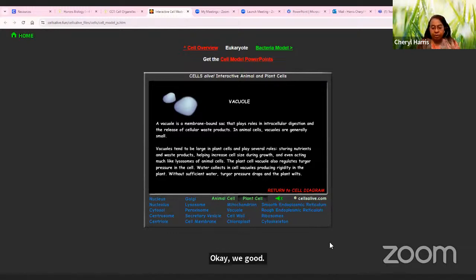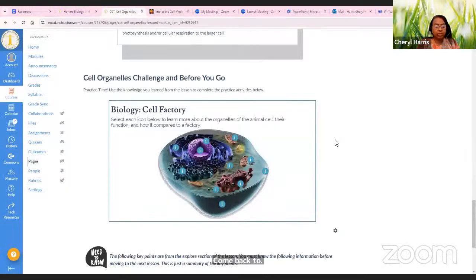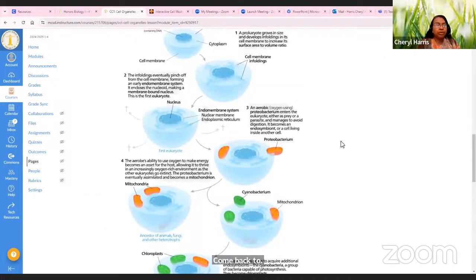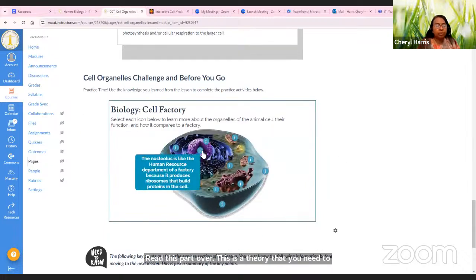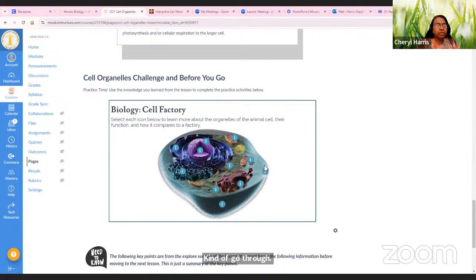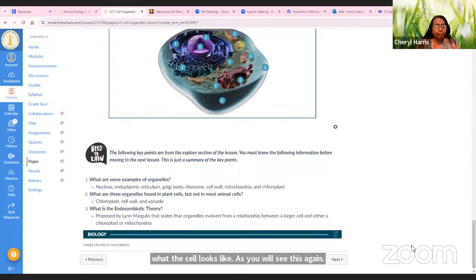So if you finish that before class is up, come back to this page and read this part over. This is a theory that you need to be familiar with, and then test yourself. Kind of go through and look at the parts and use this as a check: can I recognize what everything is? Okay. And again, it will tell you what it is when you get there, but use this as a test to see that you understand what the cell looks like, because you will see this again, and then read this over. Okay.